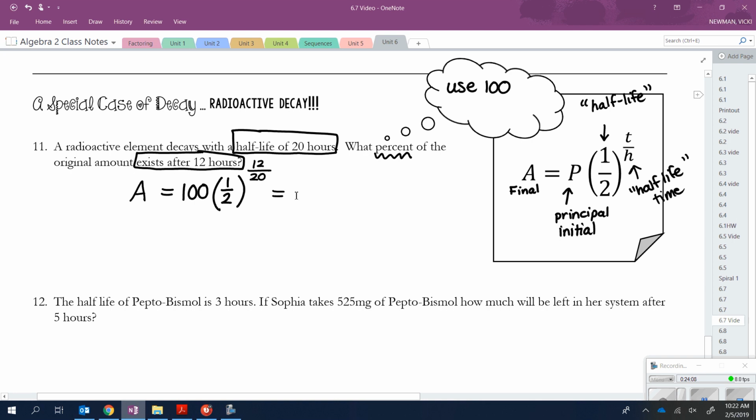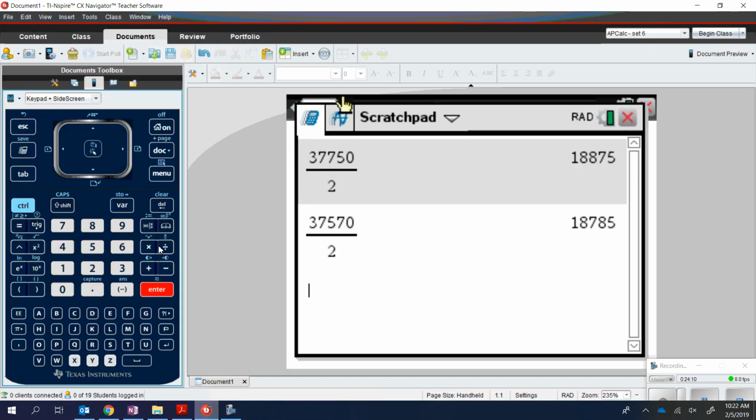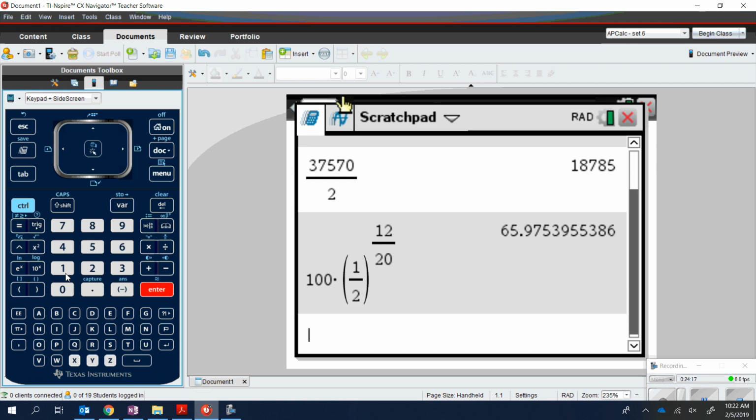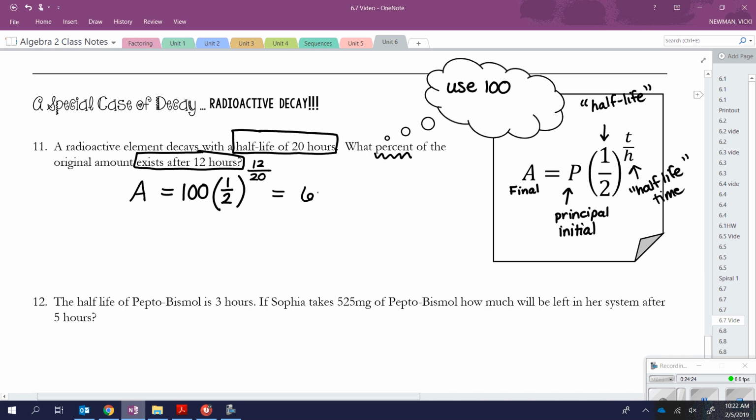So, calculator. 100, 12 over 20. 65.975. No, it said what percent. Nailed it. Because I used 100, I'm good. All right. Let's do an easy one.